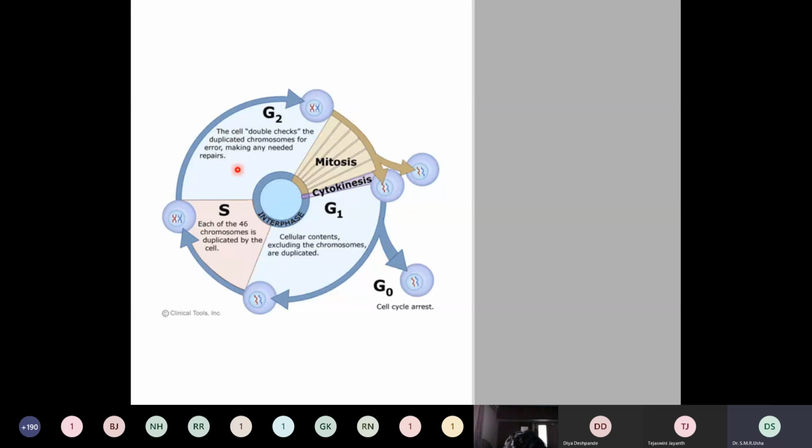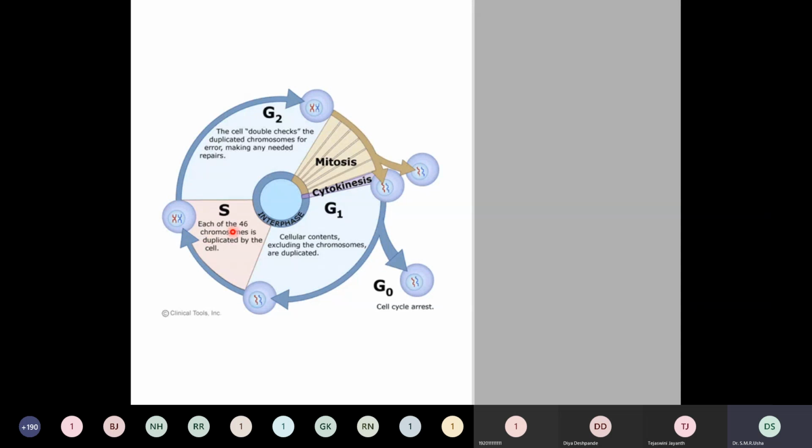I think you have been taught the cell cycle. If you take the cell cycle, there are four distinct phases. The replication takes place during the S phase or the synthetic phase of the cell cycle. See, this is not replicated. This is the replicated chromosomes.